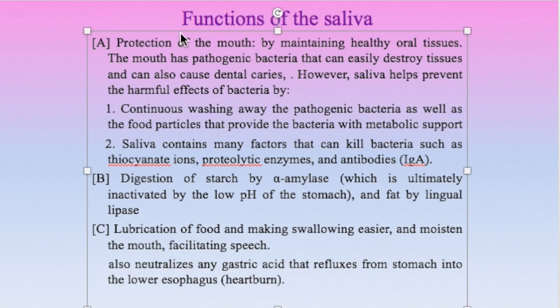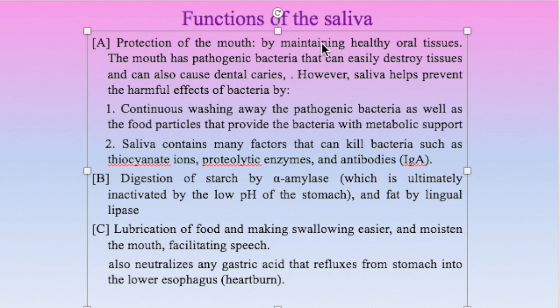Function of the saliva. Saliva has three important functions. The first is the protection of the mouth in order to maintain healthy oral tissue, because the mouth has pathogenic bacteria that can easily destroy the tissue and cause dental caries. However, saliva prevents this harmful effect of bacteria in two ways. First, continuous washing away of the pathogenic bacteria, as well as the food particles that provide the bacteria with metabolic support.